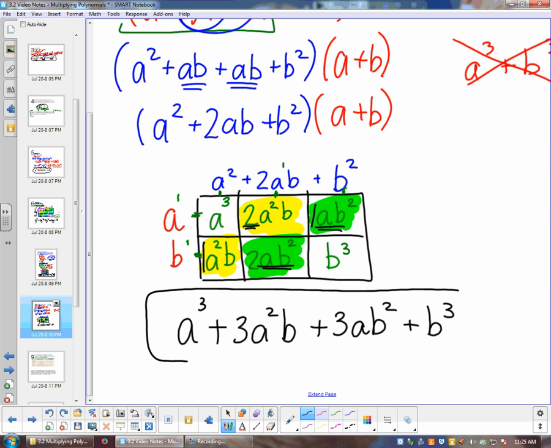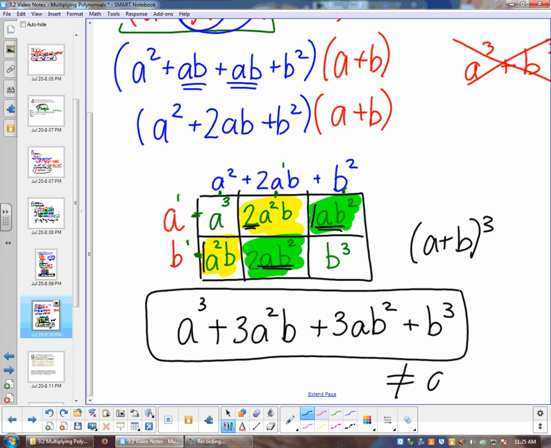So this is the final expanded form of a plus b to the third. Remember, that was not equal to just distributing in that power. Okay, that is not a valid move there. You cannot do that. You have to write it 3 times instead and multiply those 3 together.